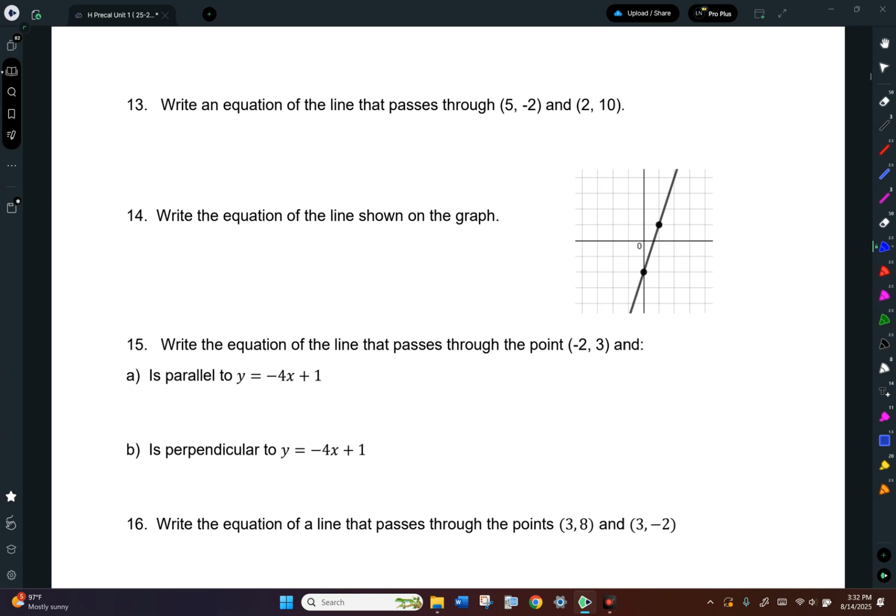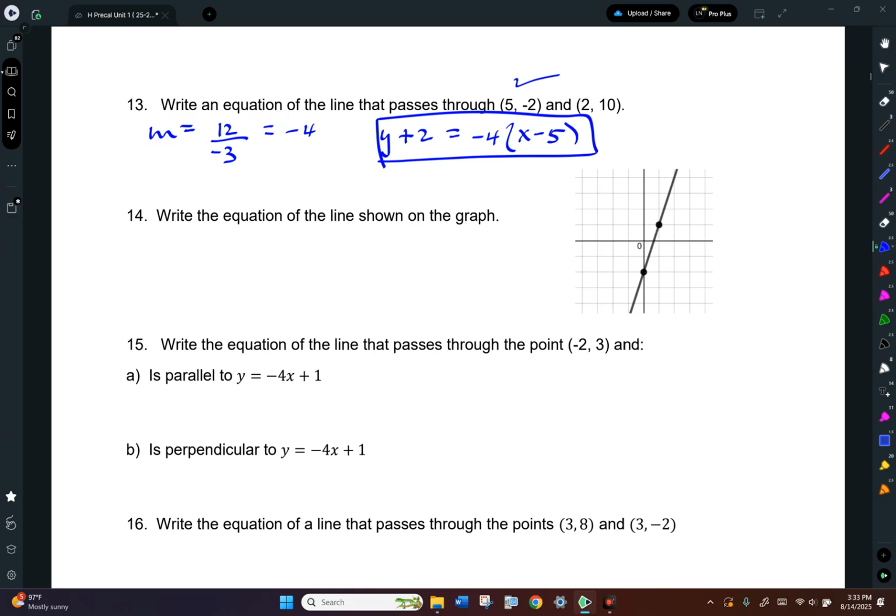Okay, find the slope. So the slope is 10 minus negative 2 over 2 minus 5. So my slope is negative 4. And now I can choose whichever point I want. I'll just pick the first one, but it would have been fine to pick the second one. So y minus, so that y1 is negative 2, equals, we said the slope was negative 4, and then x minus 5. So again, I chose the first point. You could have just as easily chosen the second point. It would have looked different, but it would have been equivalent.